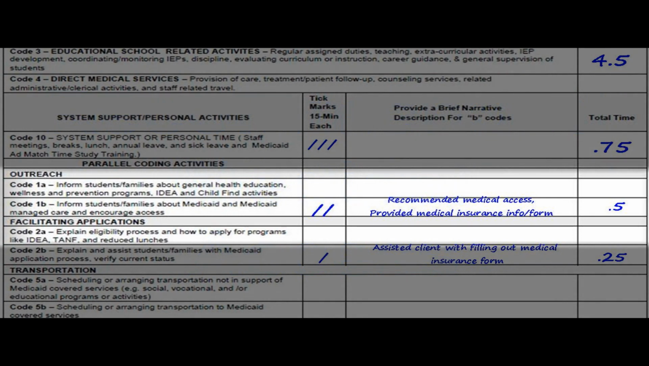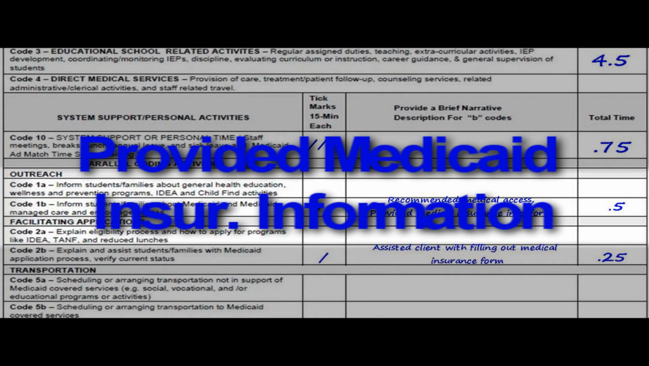There is another narrative, another activity that goes with the 1B. If they say something to the effect of, well, we don't have any insurance right now, my husband's out of work, or a student says, I'm on my own, I don't have insurance, then you provide them with the information about the Medicaid insurance form, Apple Health for Kids here in Washington. That is also a 1B activity, and the narrative is provided Medicaid insurance information.